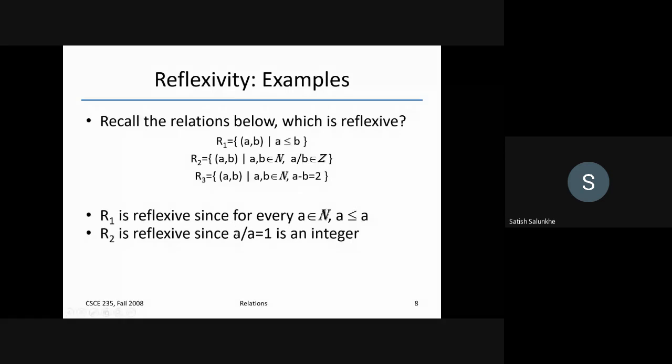So how are we checking? We are just checking A divided by A. What is the answer? A divided by A is 1, which is an integer. So no matter whatever A you take from the set, A divided by A is always 1, which belongs to Z. Of course, R2 does not have just the pairs (A, A). It has all the pairs (A, B) such that A divided by B belongs to Z.